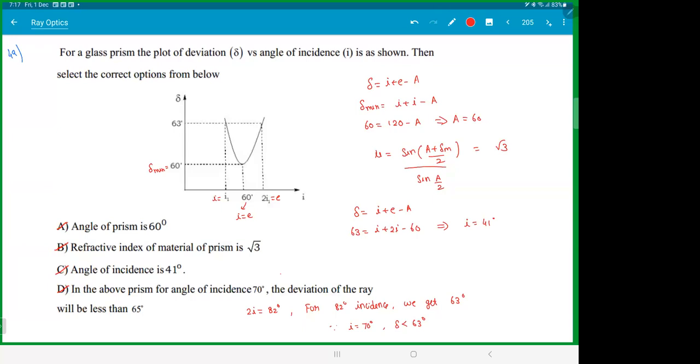If 82 incidence gave 63, and you decrease the incidence, going down here, it should be somewhere here. So it should definitely be less than 63, but you're saying 65, so you're wrong anyway. It will be less, so it is true. Is that fine? Make sense? So you can just figure that out from the data.